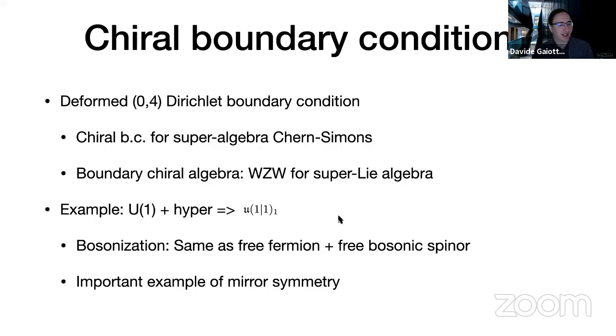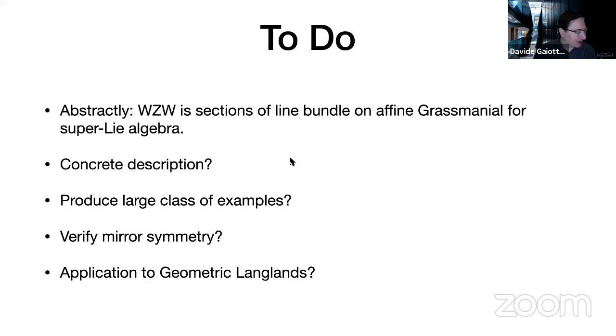So things that I would like to see done and have not been done. I would like somebody to do the calculation that tells me what the WZW model for this super algebra is in general. I would like to have some concrete description, you know, vertex operators, OPEs. For a large class of examples, for example, it would be great to know the answer for all linear quiver gauge theories, or ADE quiver gauge theories, or the ADHM quiver. And in all of these examples, one could try to verify mirror symmetry or study the properties of this vertex algebra.